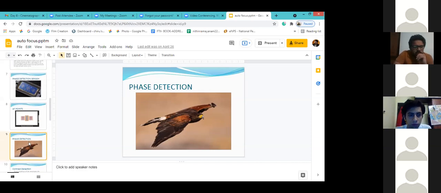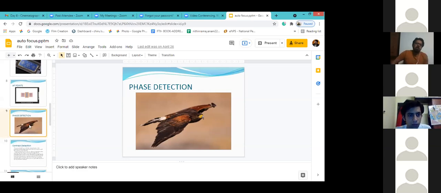Before we discuss contrast detection, let's see how that focus works basically. Okay, this information was given to the lens, but how does the lens do that focusing? The lens got the information of what the distance is or how the contrast is. Now how does the lens act on it?